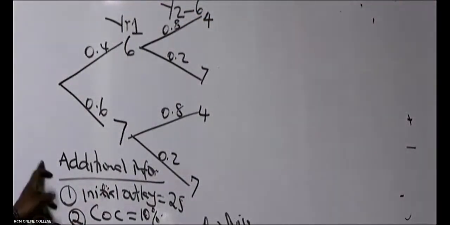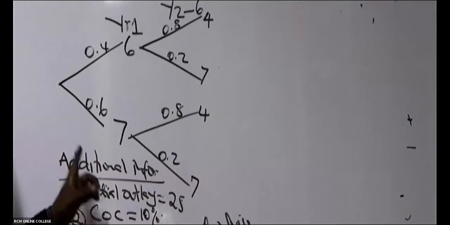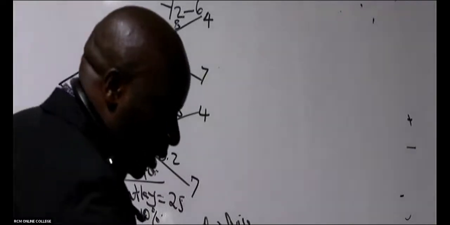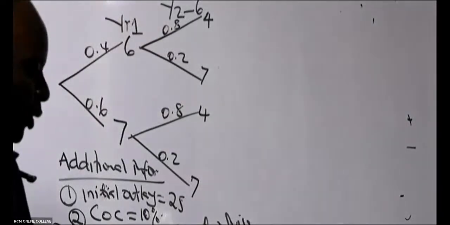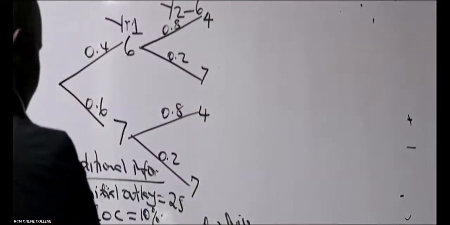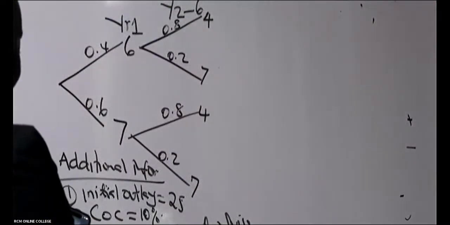So I read here the additional information. The initial outlay is 25. Cost of capital is 10%. So they want us to use a decision tree to advise. Now, ladies and gentlemen, please listen to me very well. If you have been able to finish drawing this, I'll also take a screenshot of this, and then I will do this question together with you.